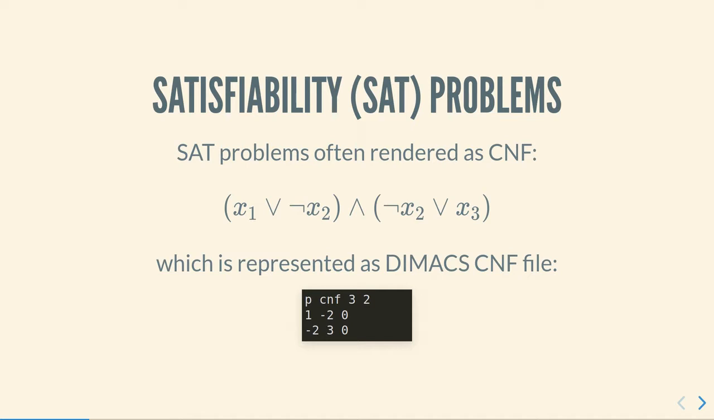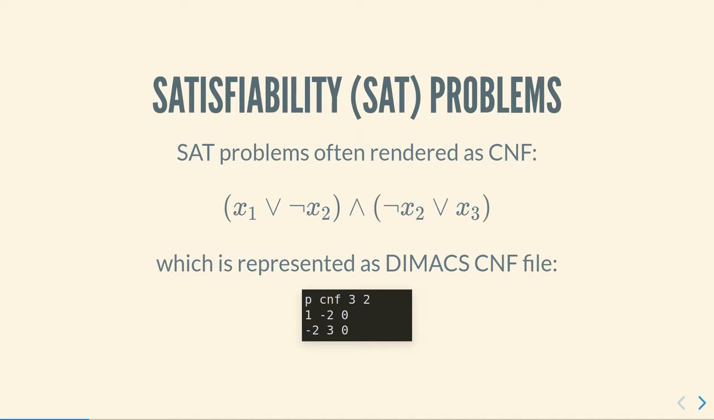And in computer science, computers represent this in a DIMACS CNF file, as represented down here, where the header is p cnf, three variables and two clauses, respectively 1 or not 2, and not 2 or 3, like you see here.